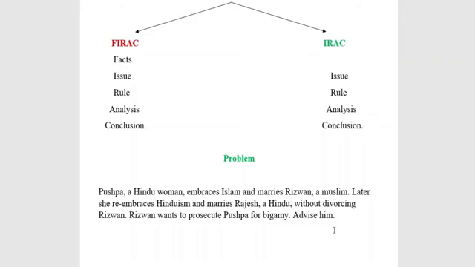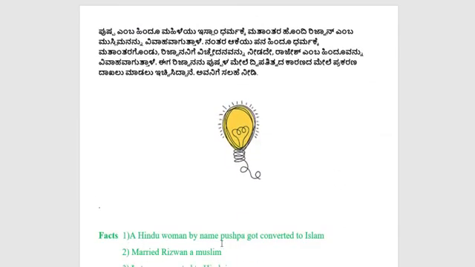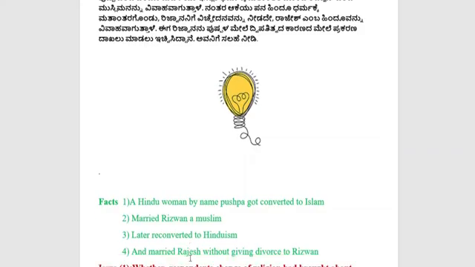Here, one lady Pushpa, what she has done, she is a Hindu woman by birth, and her name is Pushpa. She got converted to Islam. Later, after getting converted to Islam, she married Rizwan, a Muslim. Later, she reconverted to Hinduism and married Rajesh without giving divorce to Rizwan. So these are the facts. Here, the plaintiff, being Rizwan, wants to file the case against the respondent or the defendant Pushpa. What remedy is he having? So these are the facts of the case. On the basis of these facts of the case, we have to frame the issues.